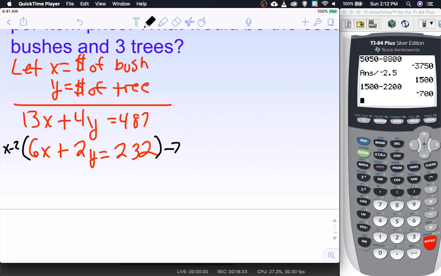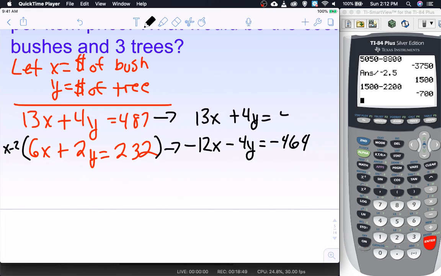So if I multiply my bottom equation times negative 2, I'm going to get negative 12x minus 4y equals negative 464. Up top, I don't need to do a darn thing. 13x plus 4y equals 487. I'm going to add my equations together, and that makes my y's eliminate.